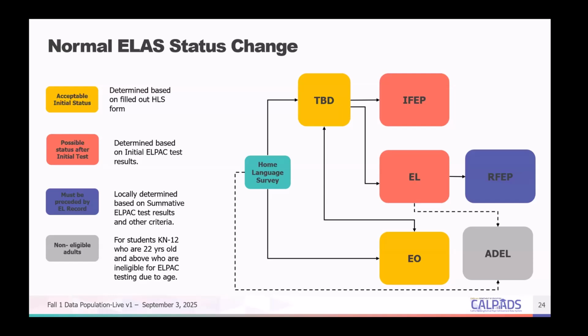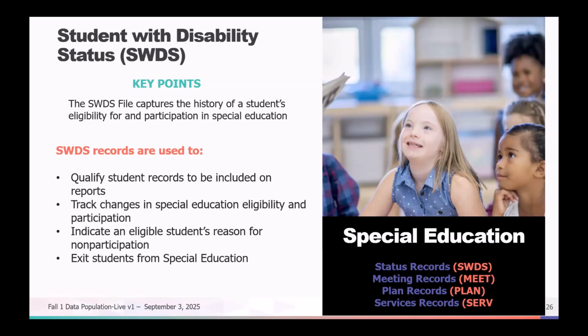The requirement to test students with the initial LPAC within 30 days of enrollment does not apply to TK students. LEAs should continue to submit the SELA file and populate the ELAS status of TBD if the home language survey indicates a primary language other than English or ASL. The TBD status will remain with the student until they are tested with the initial LPAC when enrolled in kindergarten. CALPADS is no longer sending TK enrollment records to TOMS, therefore they will not show up in TOMS as eligible for LPAC testing.